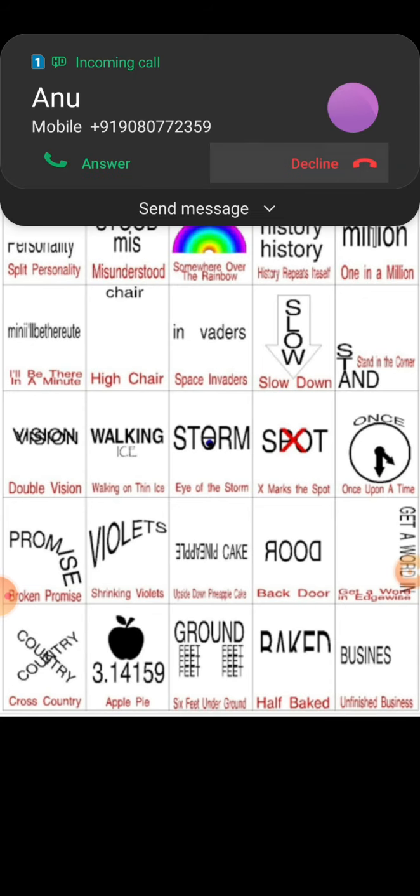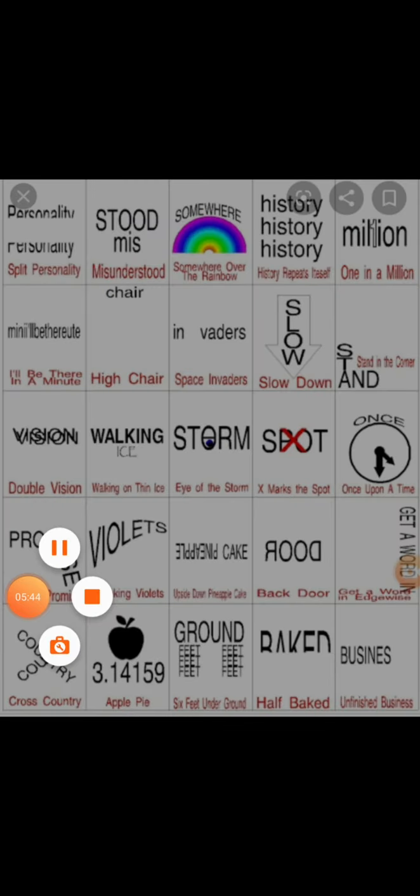The word ice has been given in very thin letters. The next, eye of the storm. Can you see something on the wall? Spot. The word spot. You can see X marks on the spot. And the next, once, and you can see a clock, and you have got the word once over the picture. So once upon a time, where the clock indicates a time.